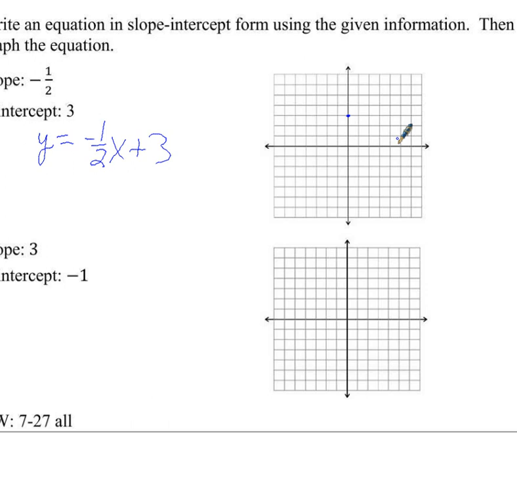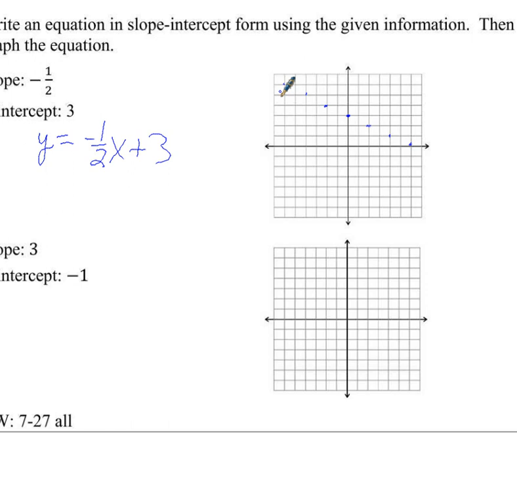So for me, I see that negative 1/2, I'm going to go from my 3 down first. Down 1 and then right 2. And then I just do it over and over. Down 1, right 2, down 1, right 2. Then I reverse it. Up 1, left 2, up 1, left 2, up 1, left 2. And I'm out of space. That gives me a negative slope for my line, and I can go ahead and draw that one in.